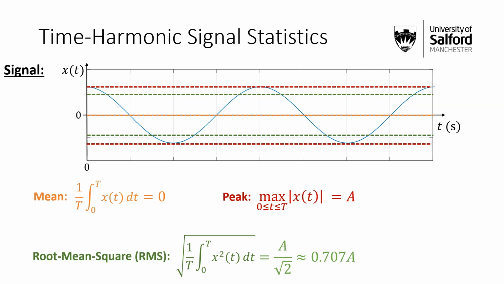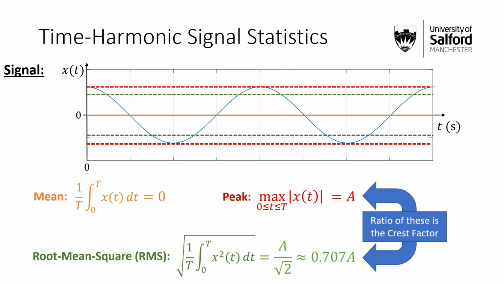Finally, we have the crest factor, which is the ratio of the peak divided by the RMS, and we can divide these two. And what we get then is root 2, because the 1 over root 2 is on the denominator, root 2 comes up to the top, and the a's cancel. So we get root 2, which is about 1.41, and that is true regardless of the value of a.